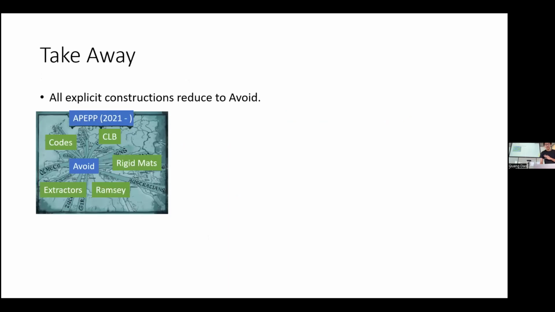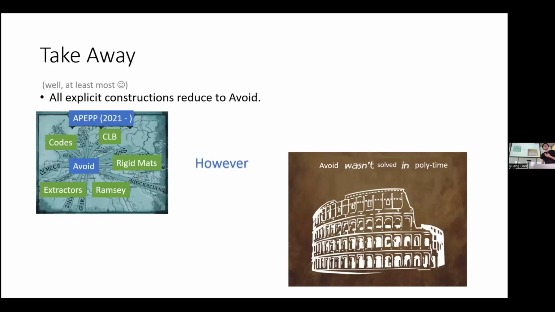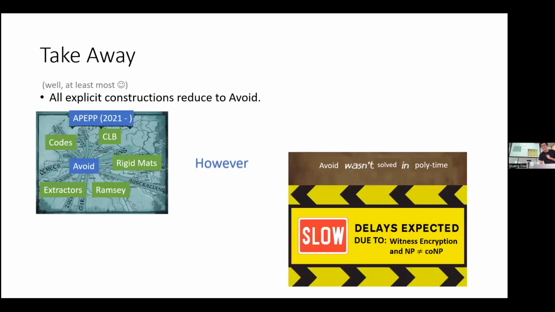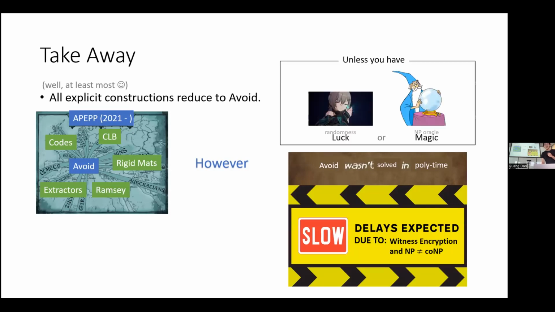So if you want to remember something: all explicit constructions, at least most of them, reduce to avoid. And avoid cannot be solved in polynomial time because of witness encryption and NP not equal to coNP, unless you have some luck or some magic, which means randomness or an NP algorithm. So thanks for listening. This is all of my presentation today.